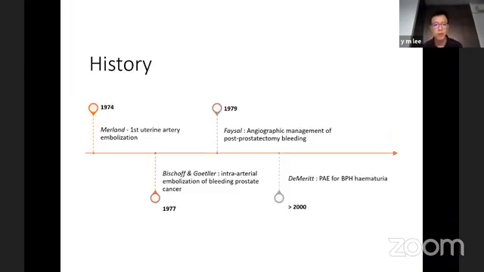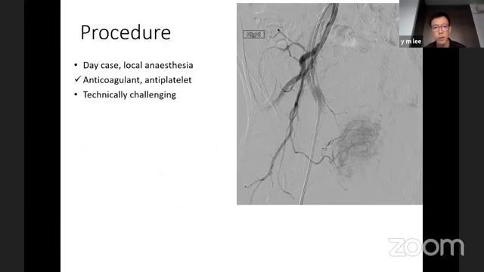So a bit about the history of PAE. Well, the first reports of PAE being used was actually in the 1970s when it was used to stop bleeding in a case of prostate cancer. And several years later, it was used to stop bleeding in a post-prostatectomy patient. It wasn't until the year 2000 when PAE was reported for use in BPH patients. And since then, there have been many cohort studies as well as randomized controlled trials.